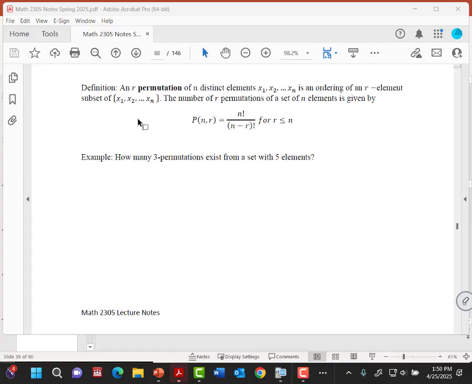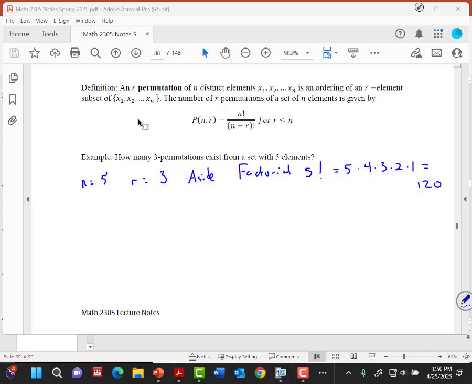So let's take a look. How many 3 permutations exist from a set with 5 elements? So in this case, the n value is 5, and the R value is 3. Now, here's the idea. This is as an aside: what does factorial do for me? If I compute 5 factorial, that's 5 times 4 times 3 times 2 times 1, and that's 120.